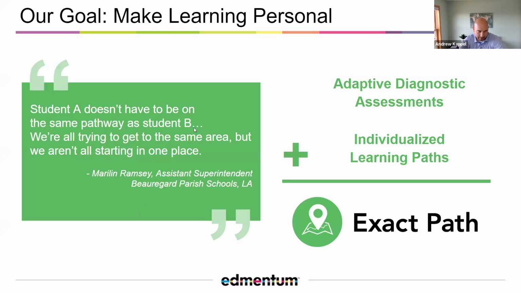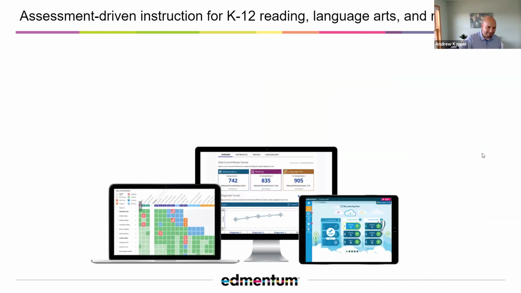What is Exact Path? Exact Path is two things. It's a diagnostic assessment that your learners will take, and it will determine where their learning gaps are and what they need. From that determination, it creates an individualized learning path, and it helps accelerate their learning by targeting their specific needs. And that, in a nutshell, is what Exact Path is.